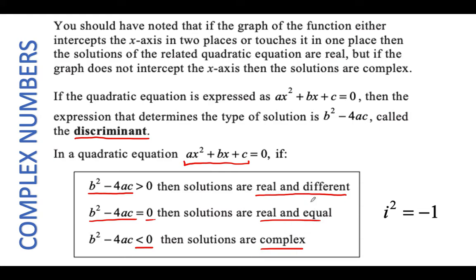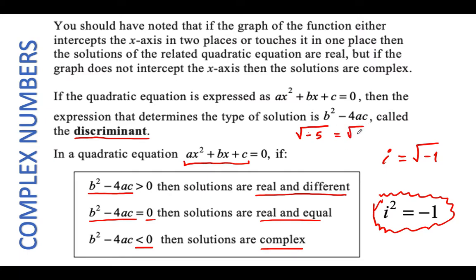Whenever we have complex roots, complex solutions, we have to know some basic definitions. In mathematics, we can say i squared is equal to -1, so i is equal to the square root of -1. Whenever you see the square root of -1, you should say that this is directly the number i. For example, the square root of -5 is equal to root -1 times root 5, so this is equal to root 5 times i.